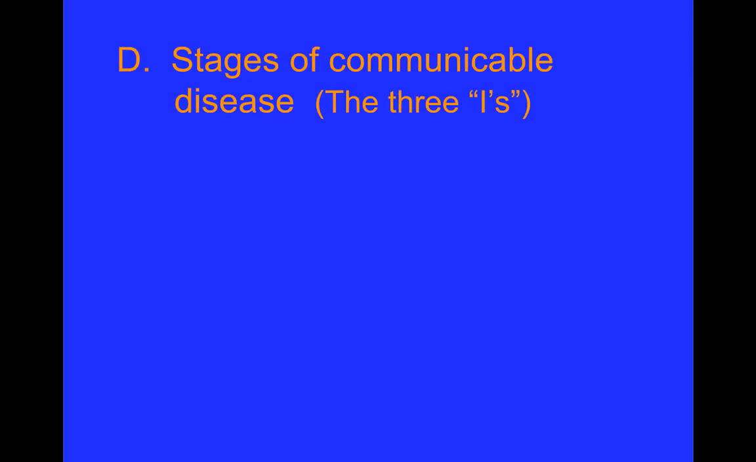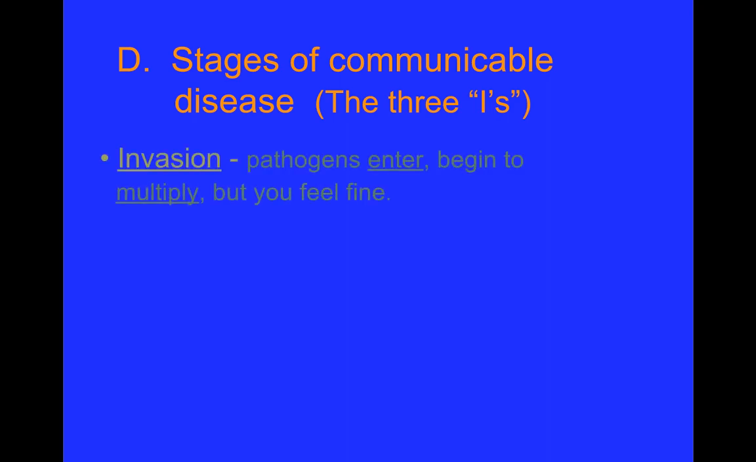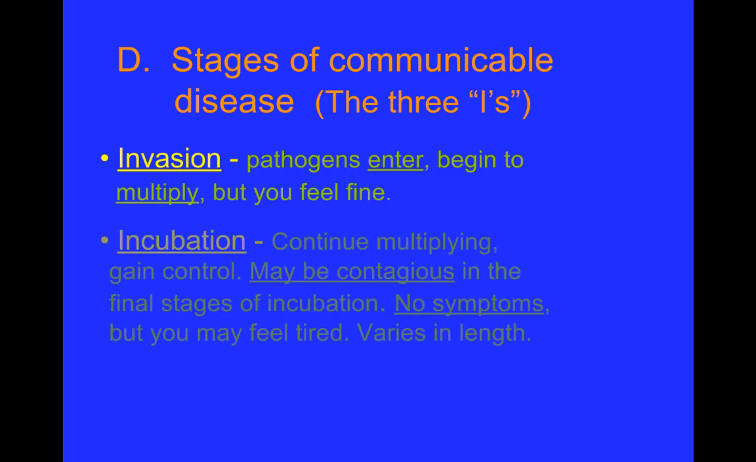Now, there are 3 stages of a communicable disease, and you always have to remember the 3 I's, and you have to remember them in this order: Invasion. Pathogens enter, they invade, they begin to multiply. During this time, your body still feels okay. You feel fine. Then the incubation period occurs.